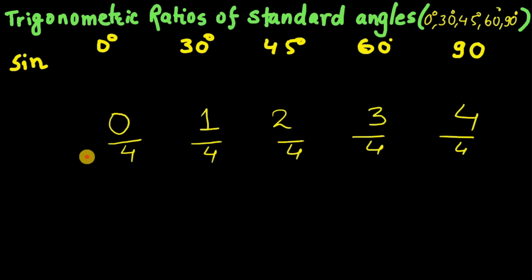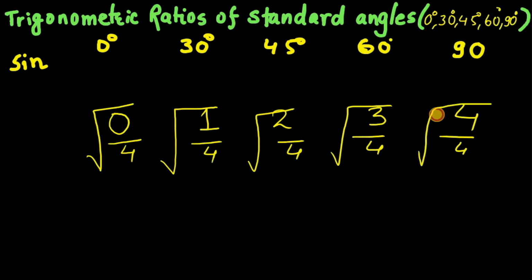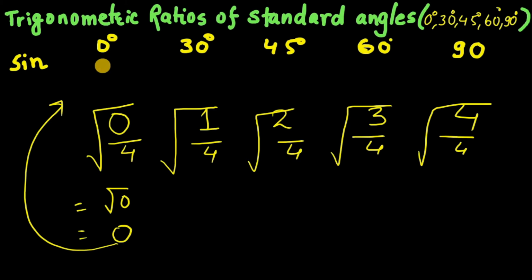And now let's take their square root. All the numbers, we take their square root. Then what do we get? As you know, 0 upon 4 is 0 and root under 0 is equal to 0. And this is the value for sine 0 degree. So sine 0 degree value is 0. Now root under 1 upon 4 means root 1 is 1 by root 4 means 2. So 1 by 2 is the value for sine 30 degree.